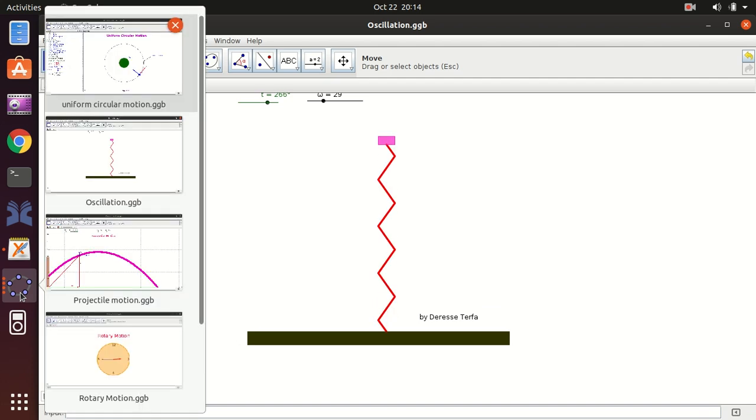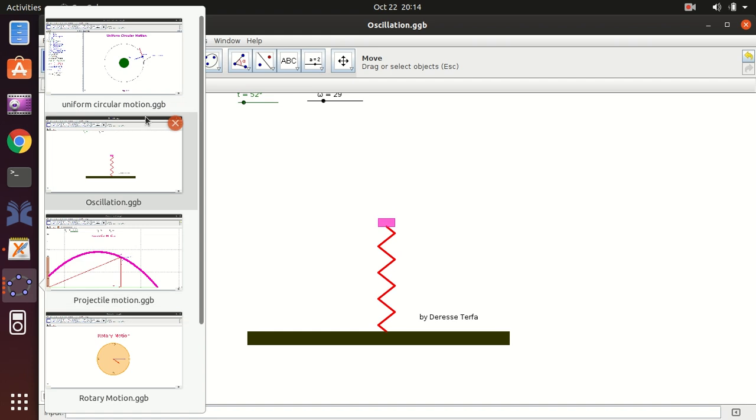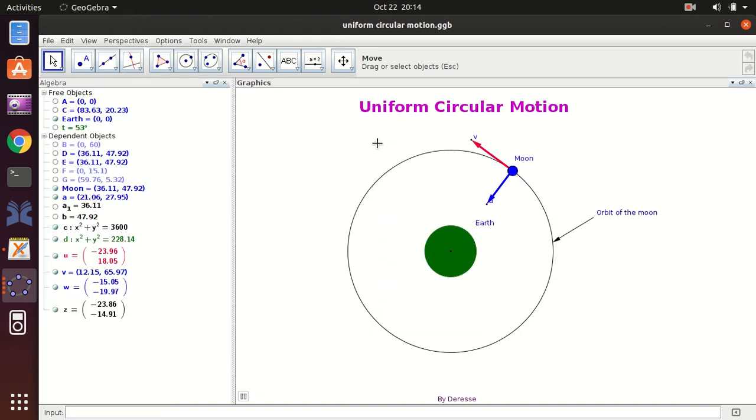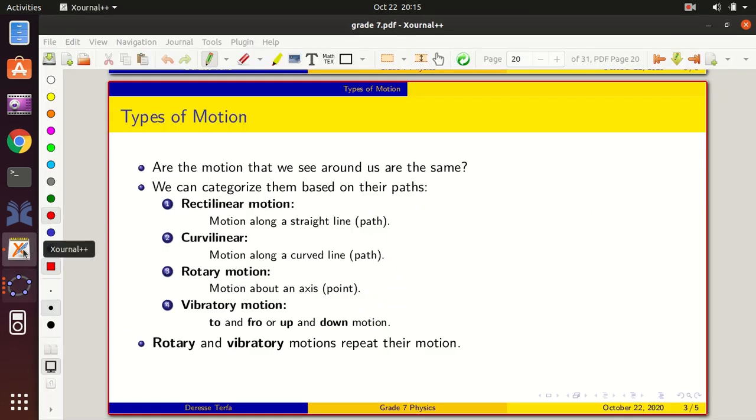Let us see again the circular motion. Look at this. The path of the moon is repeated. It moves along the circle, therefore it is repeating itself. Therefore, these kinds of motions, rotary and vibratory motions, are what we call periodic motion in general.